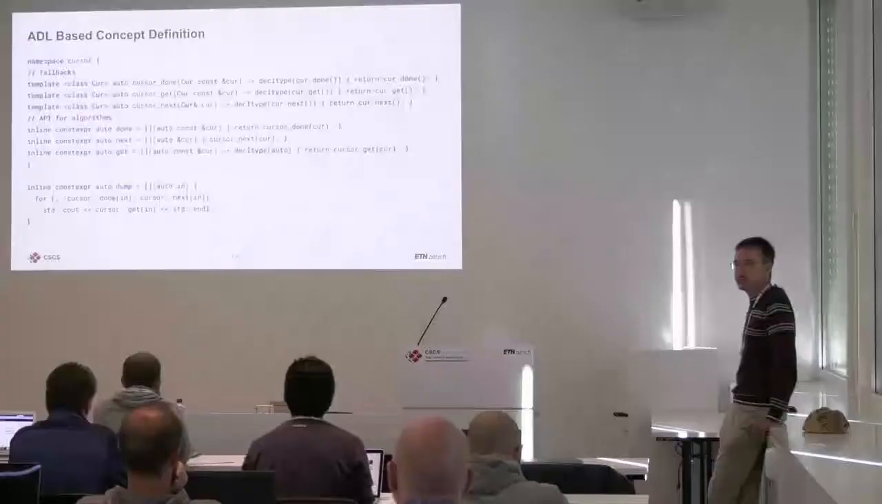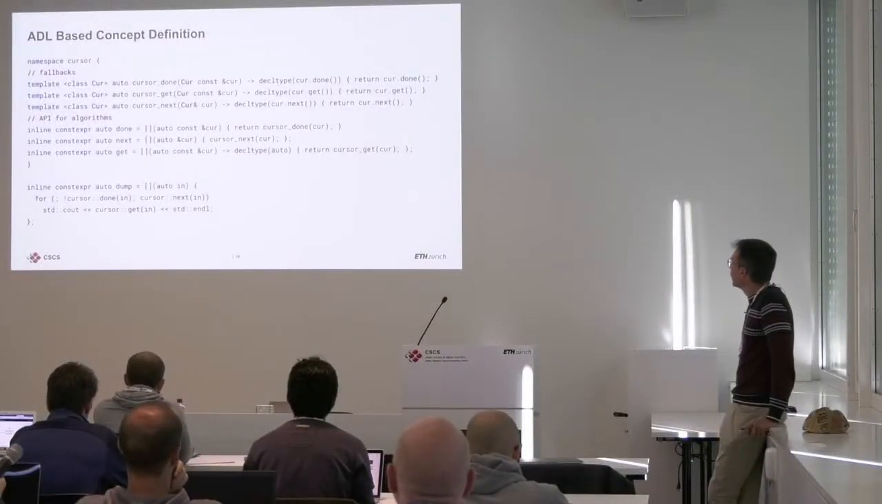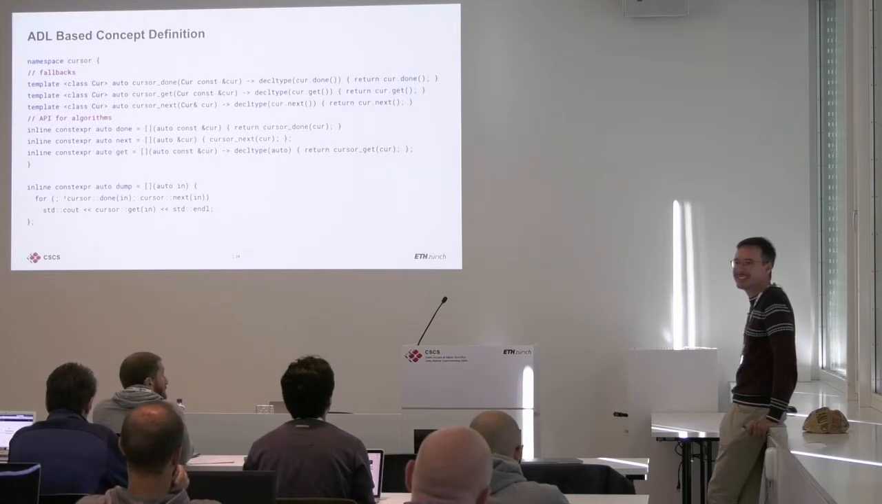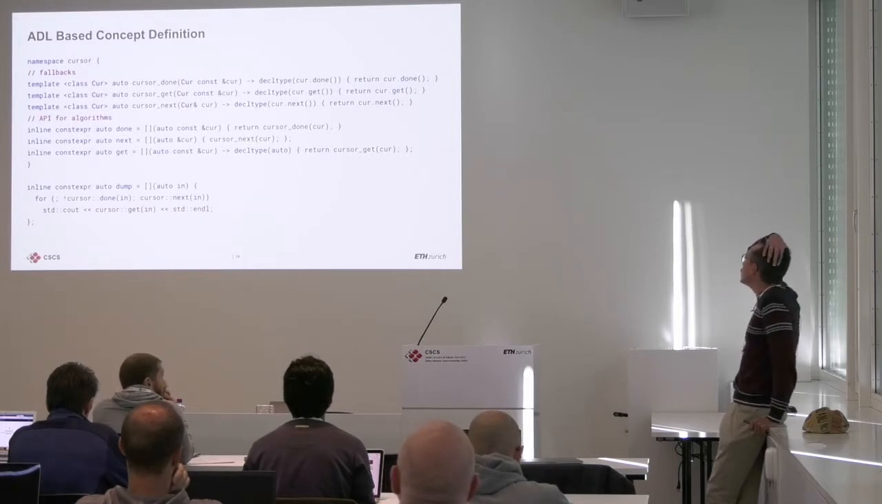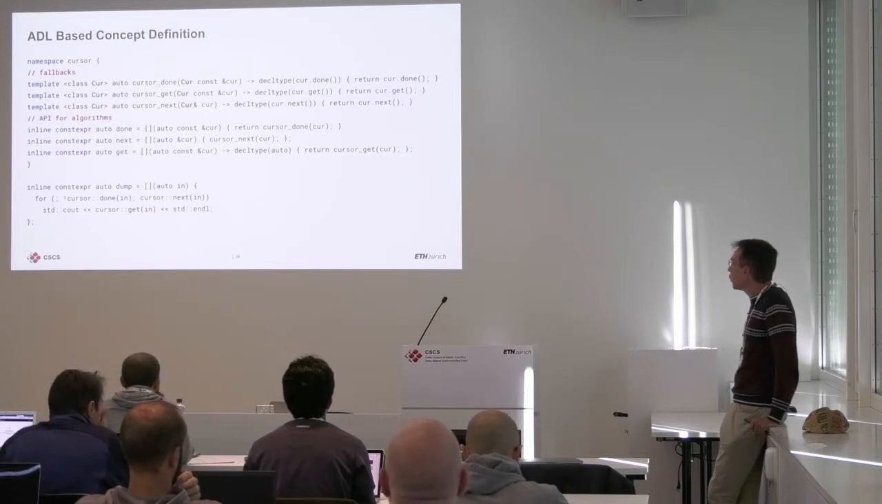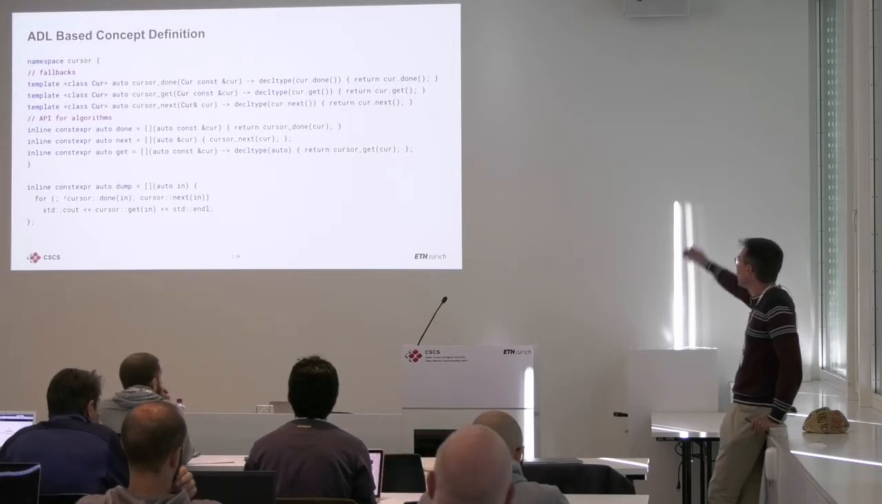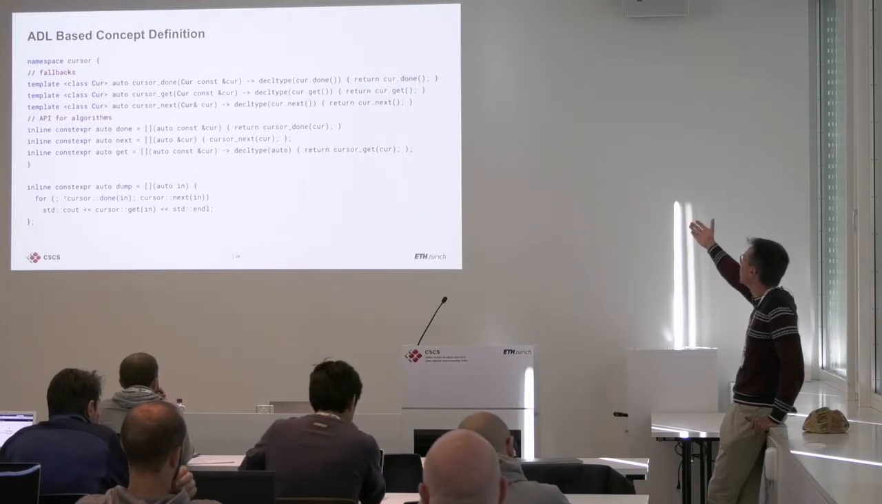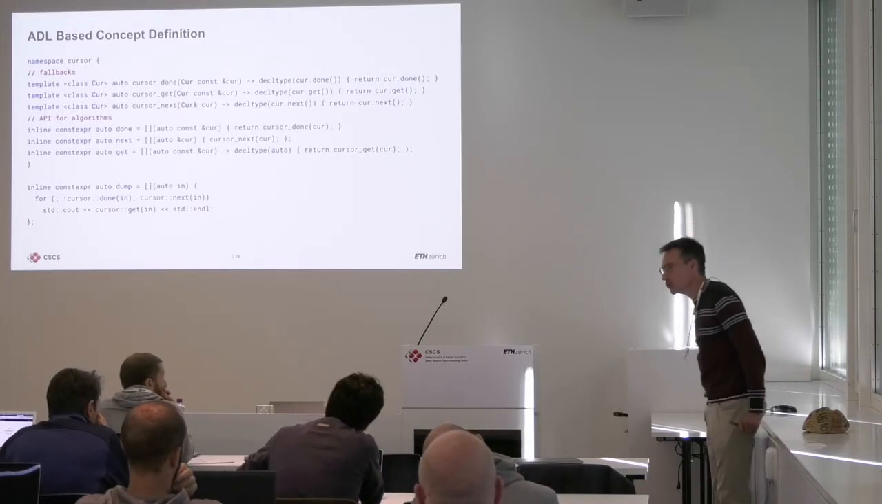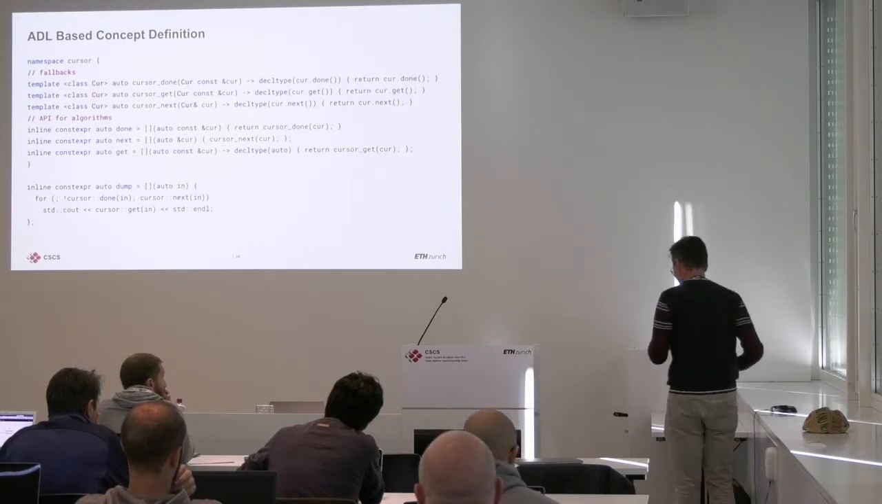Why are the fallbacks not inline constexpr? Well, the fallbacks are templated, so inline is implicit because every templated function is inline, and constexpr doesn't make sense here because, well, this function is so okay.